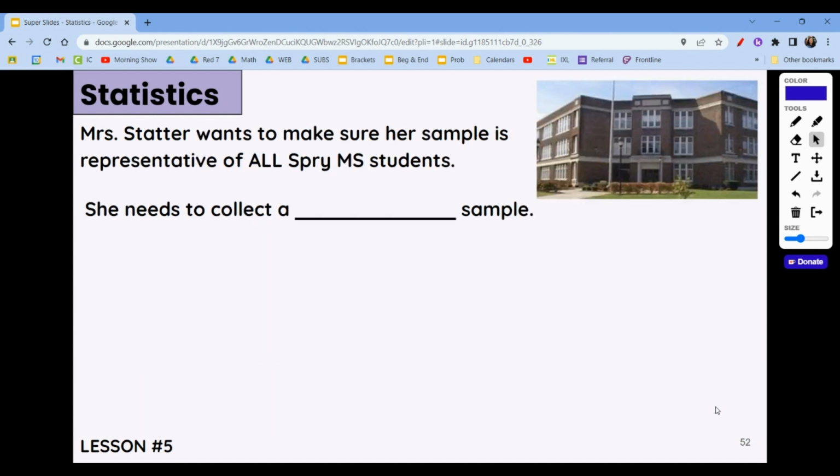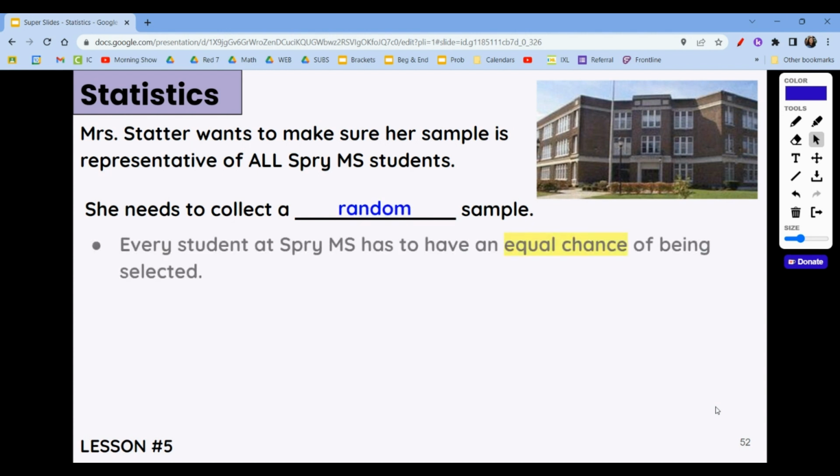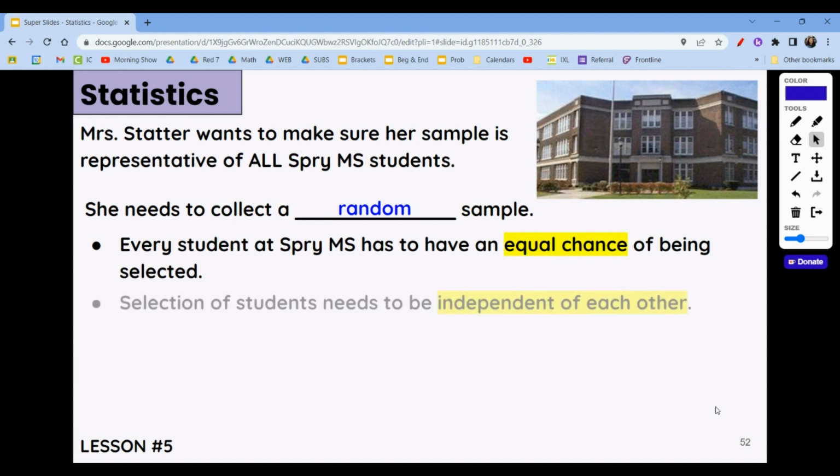Mrs. Statter wants to make sure her sample is representative of all Spry Middle School students. She needs to collect a random sample. Every student at Spry Middle School has to have an equal chance of being selected. And the selection of students needs to be independent of each other.